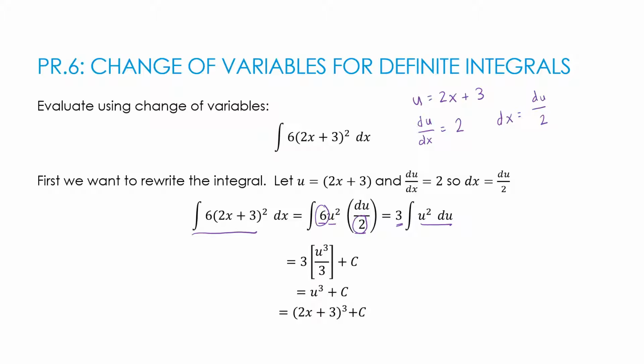Very easy to integrate that. It's u cubed divided by 3. I've still got the 3 on the outside, and those cancel each other out. So I just get u cubed plus c, then take u and plug it back in. Again, same exact thing we did with pattern recognition, except for this step where I'm very deliberate about finding du over dx and then turning it into dx in terms of du so that I can plug it directly in instead of having to worry about making it fit the pattern.